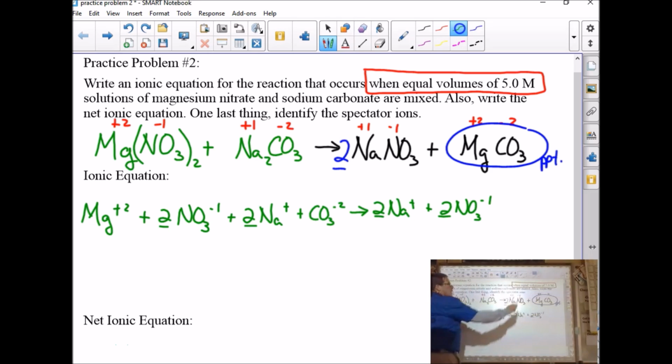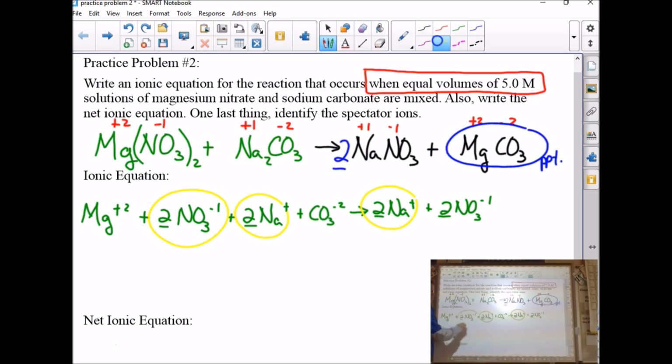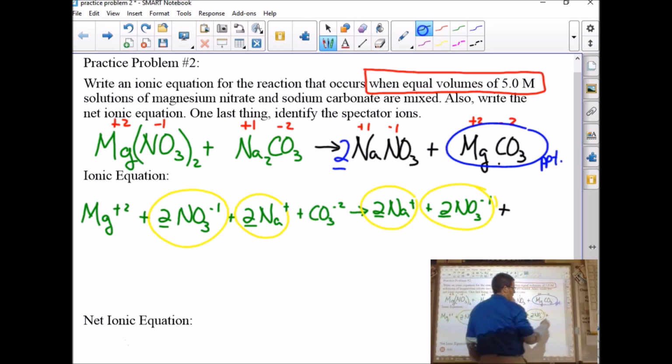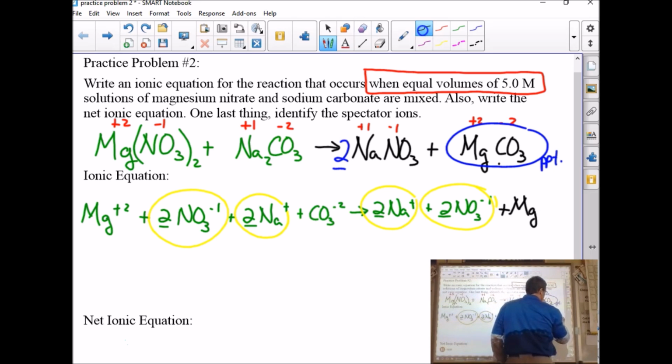So let's stop right there. Has sodium changed from here to here? That's a spectator. Anything that stays the same, in other words, it's an ion, there's two of them, the charge is plus one, that's a spectator. The nitrates also have not changed, so those are our two spectators. All right, let's finish this off. And since the magnesium carbonate forms a precipitate, we are going to keep it together.